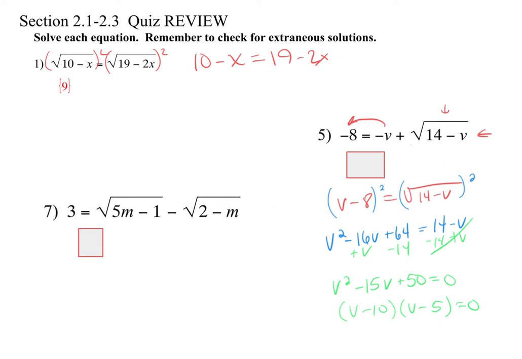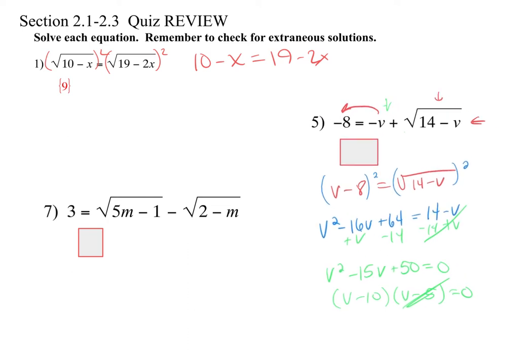But if I have a 5 here that I plug in, negative 8 equals negative 5 plus the square root of 9 here. I'm not going to get negative 8. I'm going to get negative 2 or something. So it doesn't work. So 5 here doesn't work. So you end up only getting one answer because one of those is extraneous. And so your only answer that you get for this one is the 10. So v equals 10 is your only answer. All right. Your 5 is extraneous.